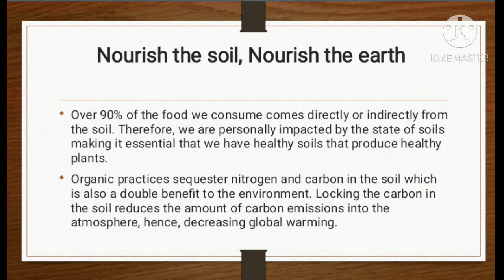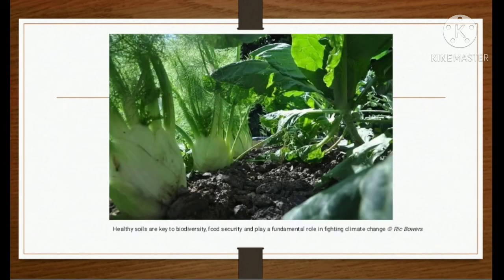Nourish the soil, nourish the earth. Over 90% of the food we consume comes directly or indirectly from the soil. Therefore, we are personally impacted by the state of soils, making it essential that we have healthy soils that produce healthy plants. Organic practices sequester nitrogen and carbon in the soil, which is also a double benefit to the environment. Locking carbon in the soil reduces the amount of carbon emissions into the atmosphere, hence decreasing global warming.